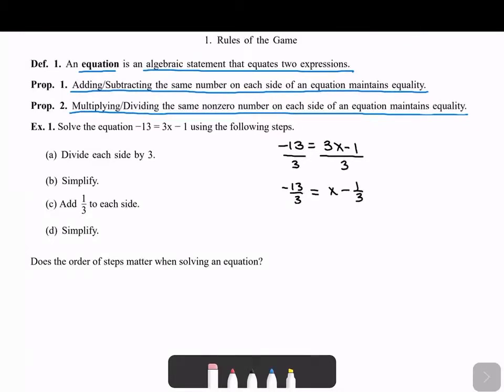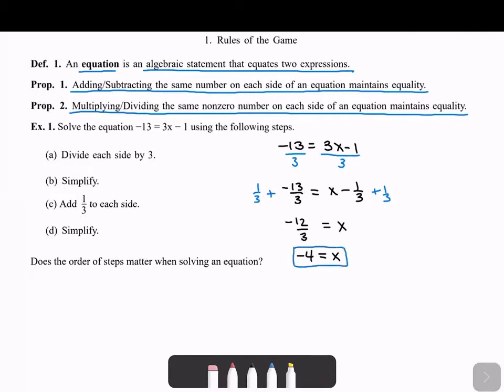Next it tells us to add. Here I'm going to put what I do between each step in blue. First we divided by 3, then we simplified. Now I'm going to add 1/3 to each side. So now 1 plus negative 13 is negative 12 over 3 equals x, because then the 1/3 and the negative 1/3 cancel. Then we simplify one last time to get negative 4 equals x. So this is our final answer here. So we solved the equation.